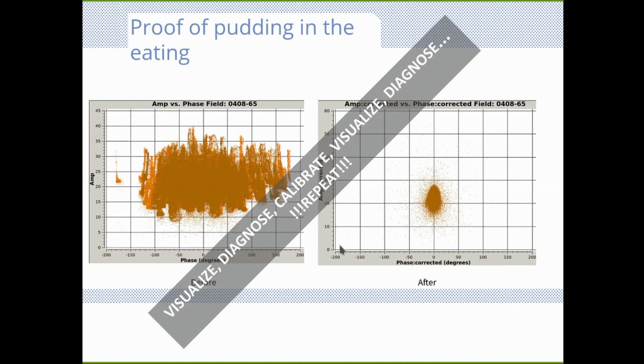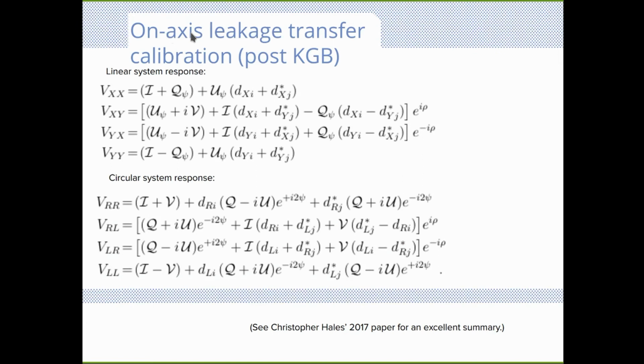Okay. Then we get onto the on-axis correction, so where the telescope is being phase-tracked and pointed at, of our leakages and our cross-hand phases. This is the post-KGB step, so the post-diagonal step. A linear system response, if you linearize the Jones terms there, and this is implemented in CASA. I'm taking equations that are directly implemented in CASA. Then the linear system response is going to measure on the X-hand I plus Q and on the Y-hand I minus Q.